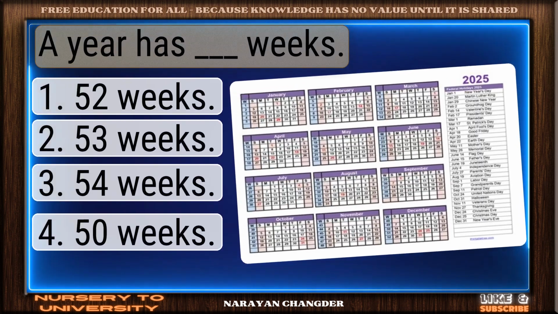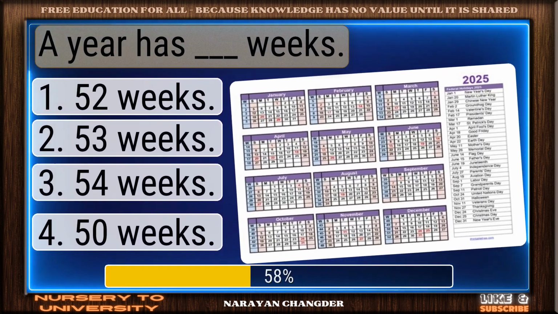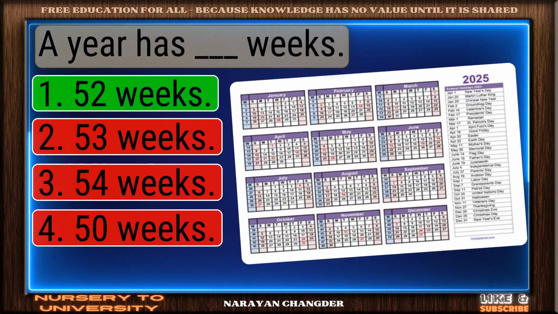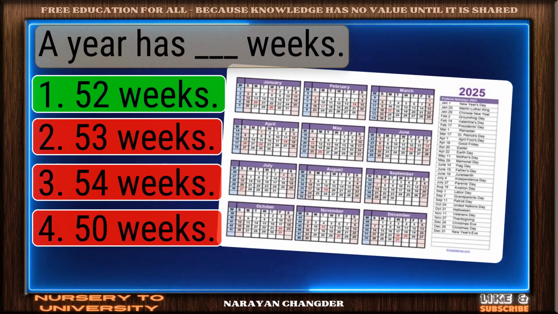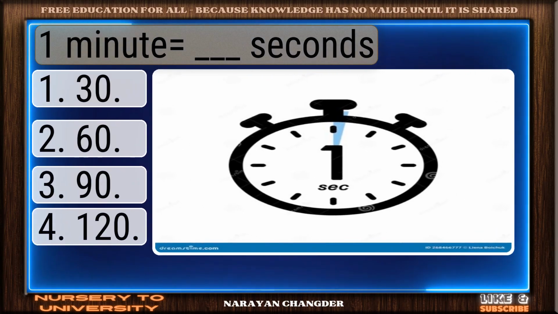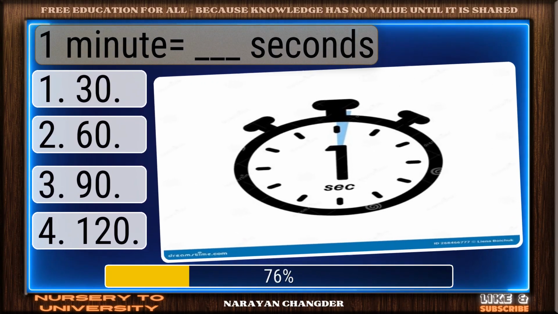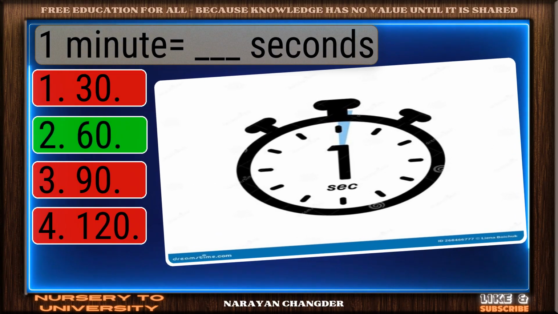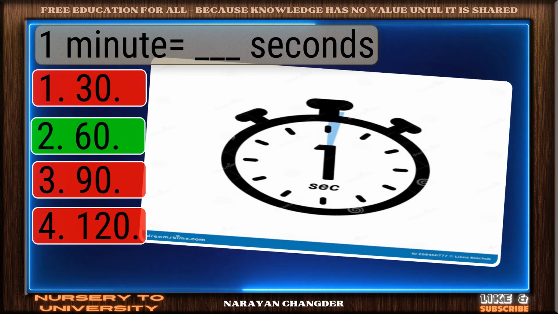A year has dash weeks. Strong choice. 52 weeks is the right answer. 1 minute equals dash seconds. Excellent. 60 is a brilliant choice.